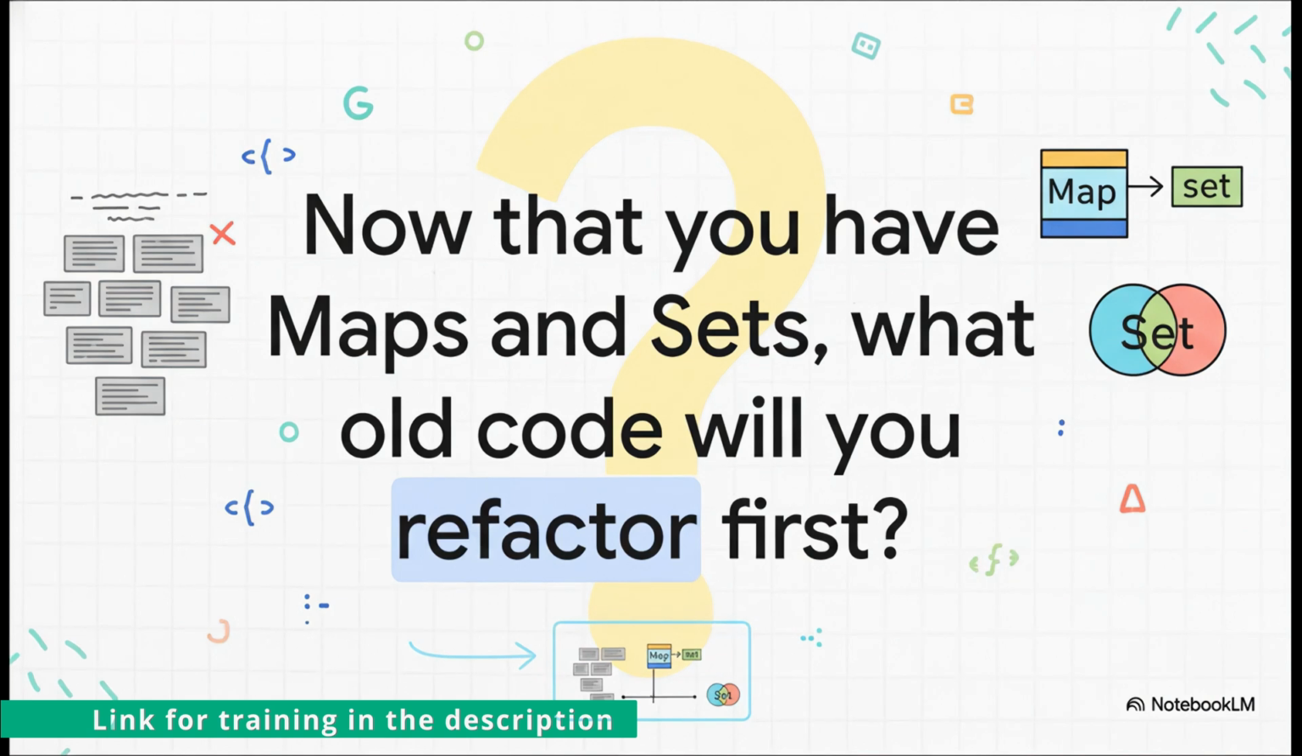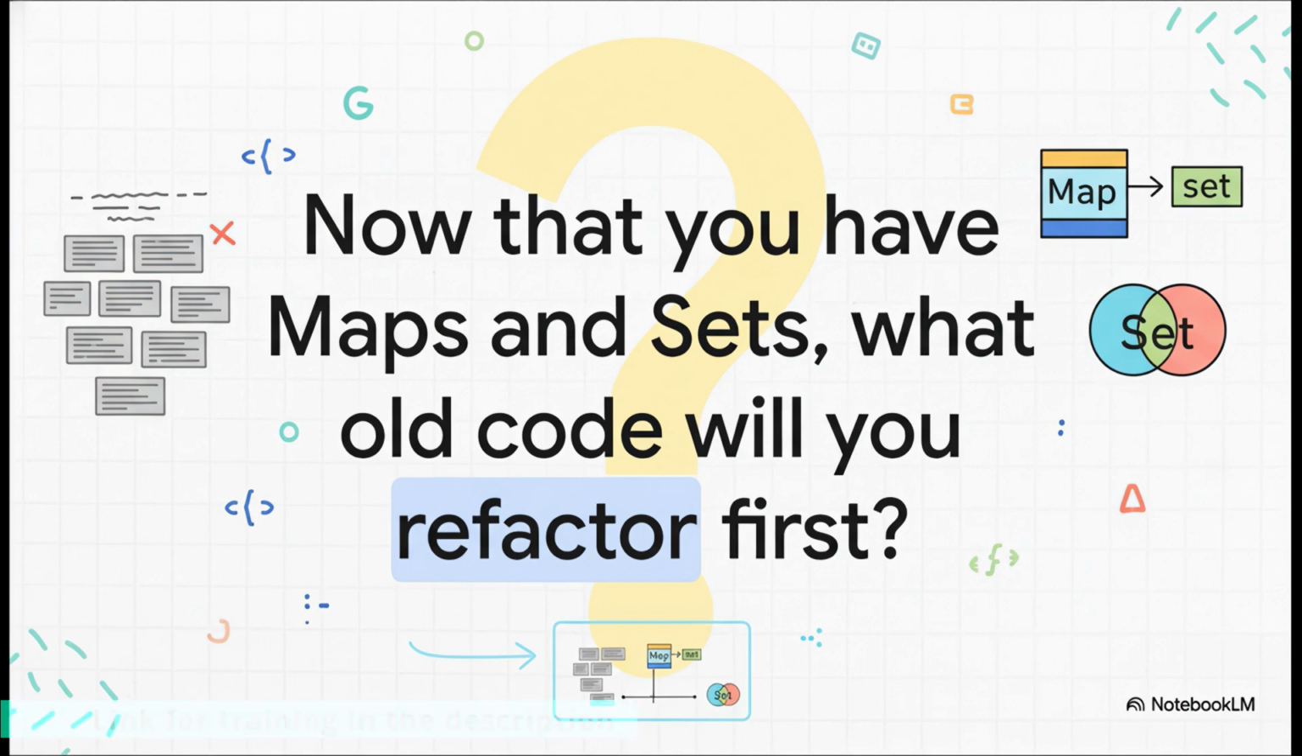With a solid understanding of these powerful tools, the final question is really for you. Think about your own projects. Where have you written loops to check for uniqueness or struggled with object keys? What's that one part of your code base that could really benefit from the clarity and power of a map or a set?